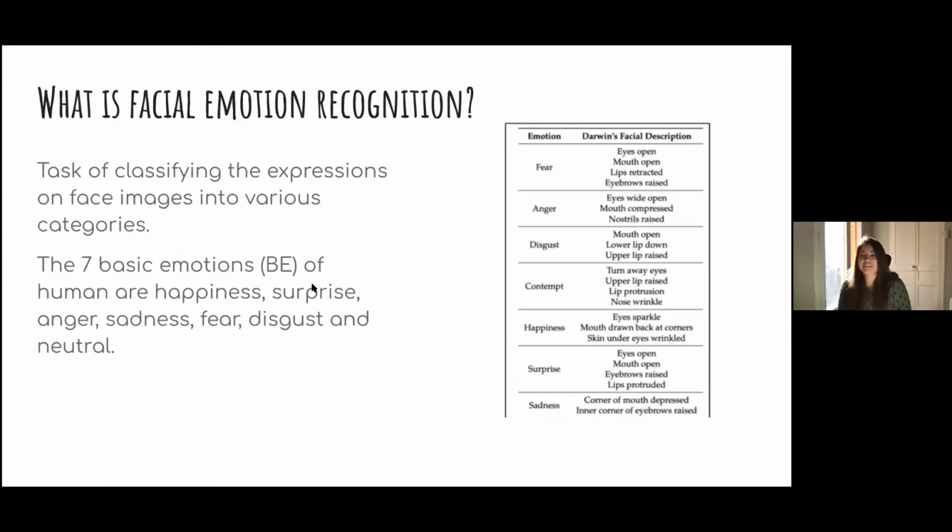So first of all, what is facial emotion recognition? I think that is the most important thing, because we are going to start talking about this and we need to identify first what it is. This is the task of classifying different emotions, different expressions, depending on categories. Darwin identified 7 different basic emotions: fear, anger, disgust, contempt, happiness, surprise, and sadness. There is a specific description for each emotion. That's how Darwin described it, and that's how we use it for this example to identify these 7 basic emotions from people's faces.